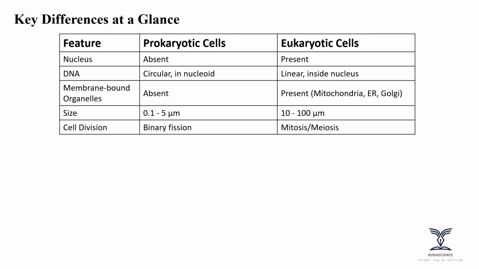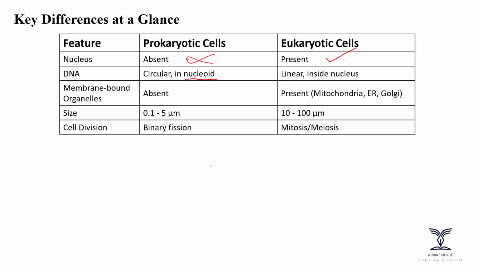To have an overview glance at the differentiation: the nucleus is absent in prokaryotes and present in eukaryotes. Now, I said the nucleus is absent. The nucleus is the place where all the genetic material is present. So, an alternative form of the nucleus is the nucleoid.